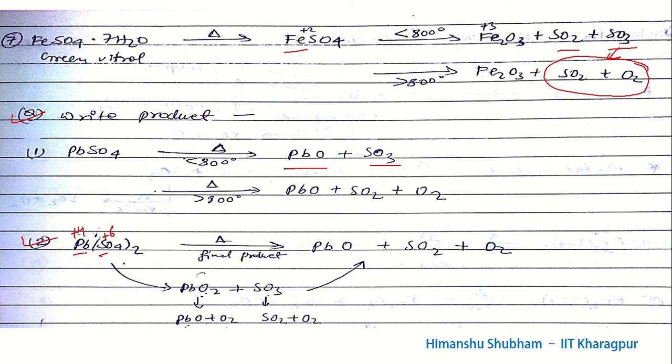So on heating this compound we will get PbO2, where Pb would still be in +4 oxidation state and sulfur would still be in +6 oxidation state. There is no change in oxidation state and this would be an intermediate product. And on further heating, PbO2 will give PbO plus O2, as was discussed in the lecture on the introduction of heating effect, that PbO2 when heated will give PbO plus O2 and SO3 when heated will give SO2 plus O2. So the final product is PbO plus SO2 plus O2, which is common in both the products.